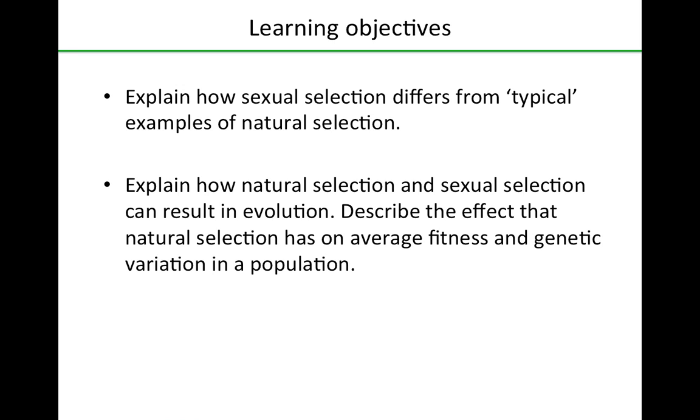So the learning objectives for what I'm going to cover today are: I want you to be able to explain how sexual selection differs from typical examples of natural selection, the type of natural selection that we've talked about already in this class. And I also want you to be able to explain how natural selection and sexual selection can result in evolution. In addition, you should be able to describe the effect that natural selection has on average fitness in the population and genetic variation in a population.